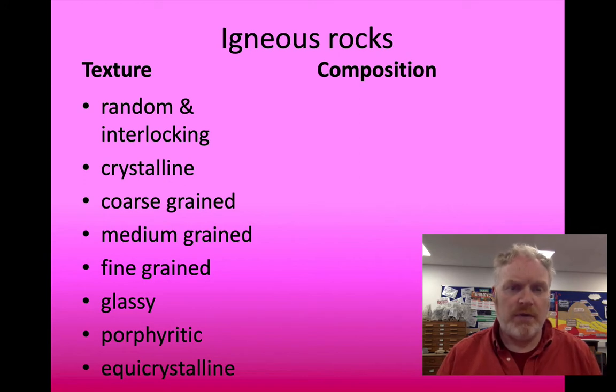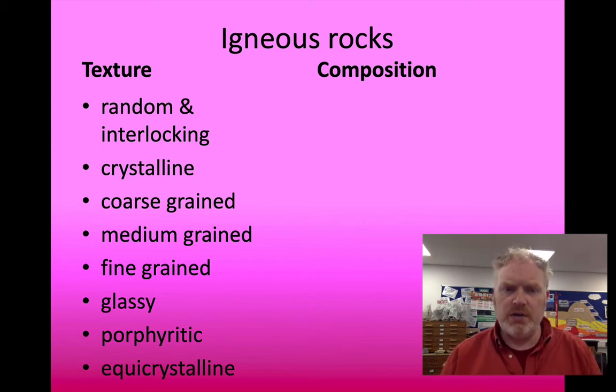So, for igneous rocks, we find textures that are random and interlocking. So random means there's no overall orientation of any crystals within that rock. The fact it's interlocking means that those crystals grow into each other and we don't see gaps between them. Crystalline means that the rock is actually made of crystals that have grown rather than fragments that have been worn down.